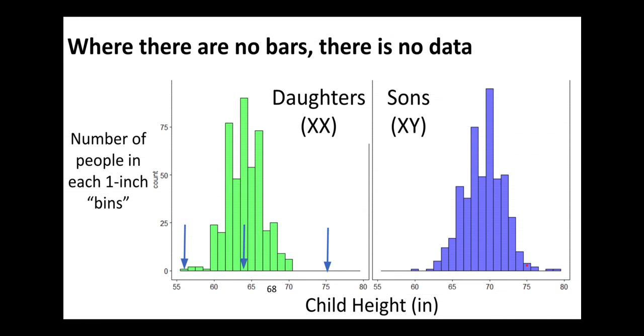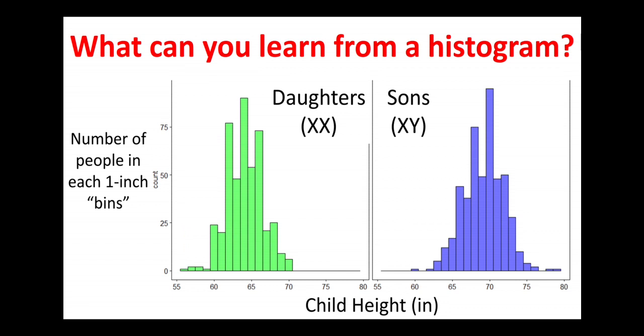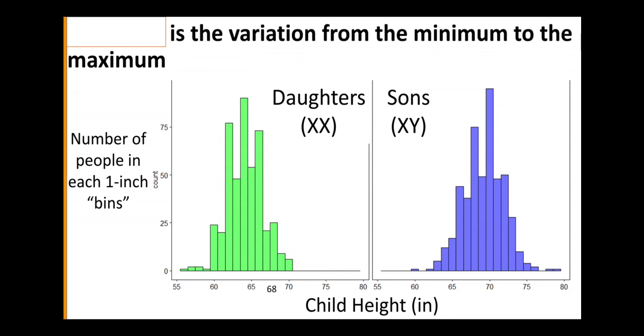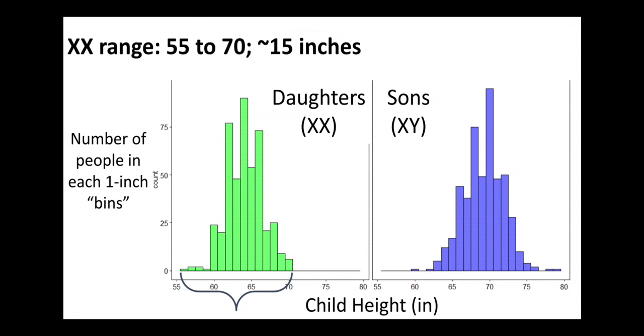So this is one way we can compare the data. What are other things that you can learn? Well, one of the first things, as I just did, is you can take into account the range. The range is just the difference between the lowest value and the highest value, or in this case, the lowest bin and the highest bin. So 55 to 70 inches, that's about 15 inches, depending on exactly how you want to do the math. But for our purposes, a 15-inch range is sufficient.